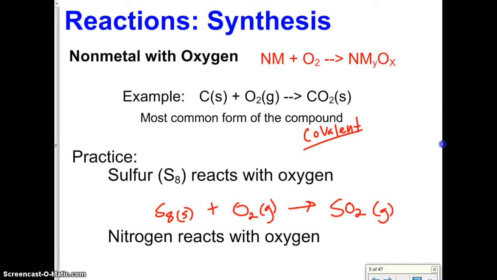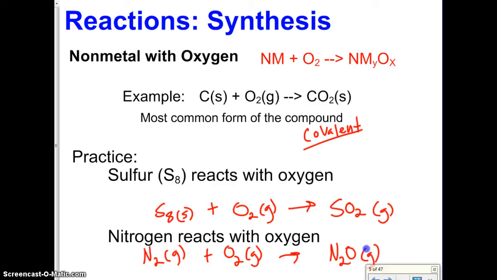The next one works similarly. We have nitrogen, which is a diatomic, N2, and it's a gas, plus oxygen, which is O2, again gas. Now, nitrogen and oxygen, there's several common forms. One of the most common would be N2O or N2O4, and it doesn't really matter which one you do. I'm just going to do N2O for right now. And of course, this is a gas, again, a light covalent compound.